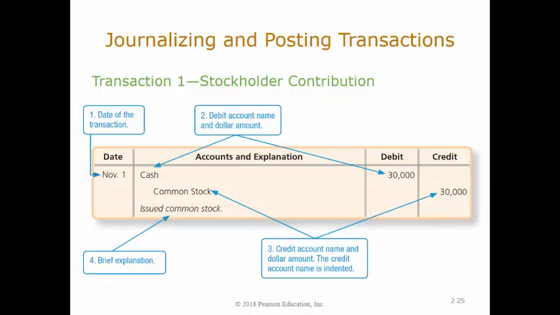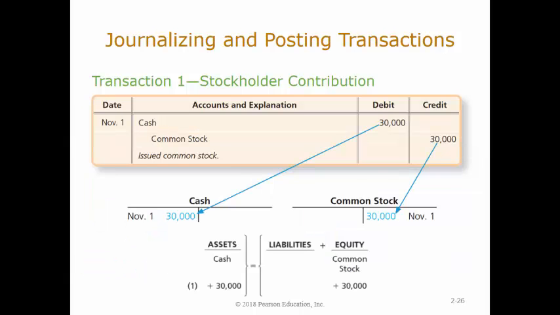In Step 3, the transaction is recorded in the journal with a journal entry as illustrated on the slide. The journal entry contains 4 parts: the date of the transaction, the debit account name and dollar amount, the credit account name and dollar amount, and an explanation.